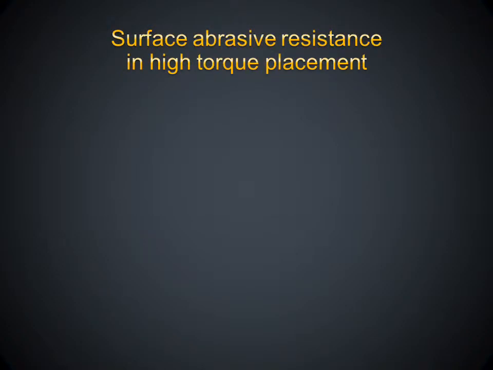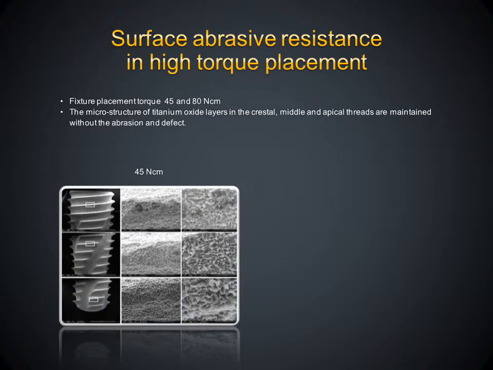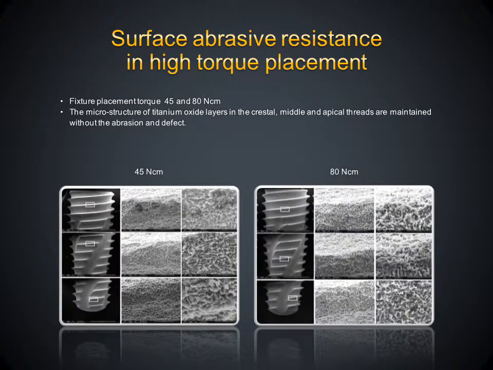In dense bone, the fixture placement torque could be increased from 45 to 80 Newton-centimeters. The high torque force could exfoliate the thick titanium oxide layer. With 80 Newton-centimeter torque force, INNO implant was inserted into the dense bone and removed from the bone. The microstructure of titanium oxide layers in the crestal, middle, and apical threads were well maintained without abrasion and defect.